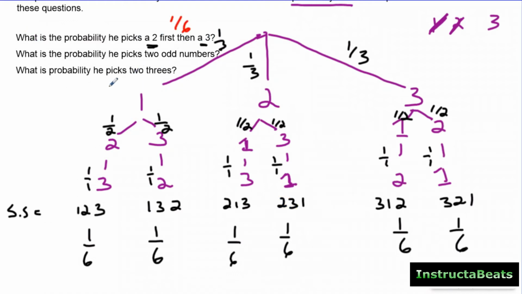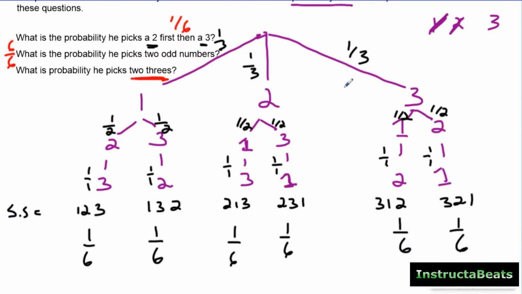The second question says, what is the probability he picked 2 odd numbers? Okay, so let's go back and look for any of these that have 2 odd numbers. And look, that one does, that one does, that one does, that one does, that one does, and that one does. They all have the probability that he picked 2 odd numbers. So we would say that is a certainty. That is 100%. That is 6 out of 6. So for this answer, you could put 6 out of 6, or you could say 1 or 100%.